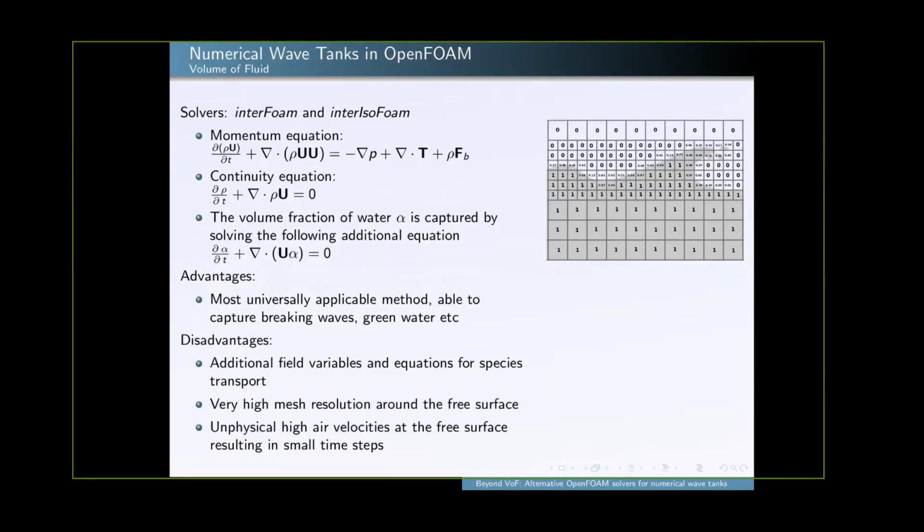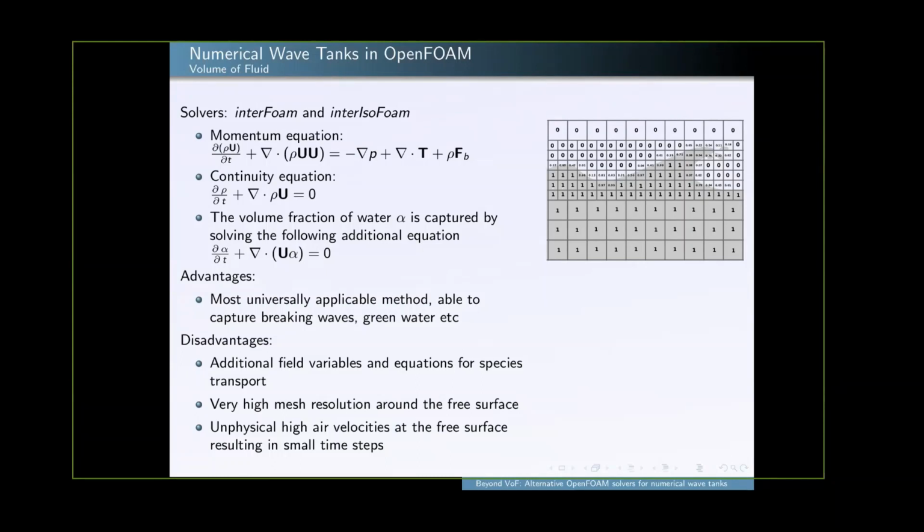However, there are some disadvantages. One is that you have this additional equation you're solving for, so that's some additional computation you're doing, of course. Another one is you have a very high mesh resolution around the free surface. So in this picture here, that's just a kind of cartoon picture. In reality, the mesh at the free surface is much, much finer than that. So you need a lot of mesh cells around the free surface to capture it well.